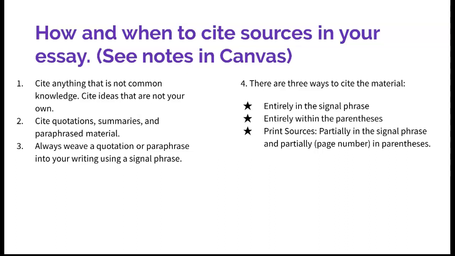Number 4, there are 3 ways to cite the material. You can do it entirely in the signal phrase. We've talked about this in class. You could do it entirely within the parentheses. We've not talked about this yet. Or for print sources, you could do a little bit here and a little bit there. You could cite it partially in the signal phrase and partially in the parentheses. Usually that would be with a print source. You would follow up with that page number in the parentheses.